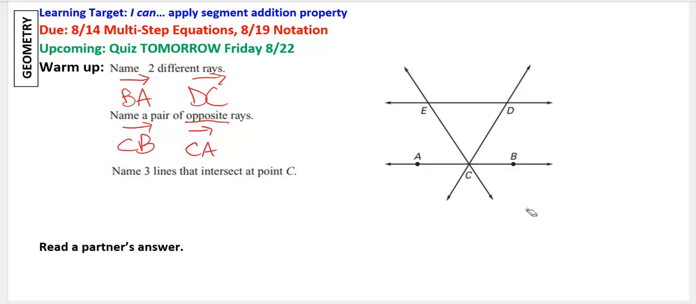Now, the last question is if we have three lines that cross C. So here's C. I can see one diagonal, two diagonal, and one horizontal, three lines going through it. I just have to name the lines. So I heard EC. Those are 2 points that make a line. You just got to put the line symbol on top. Okay? That looks horrible. Let's try it again.